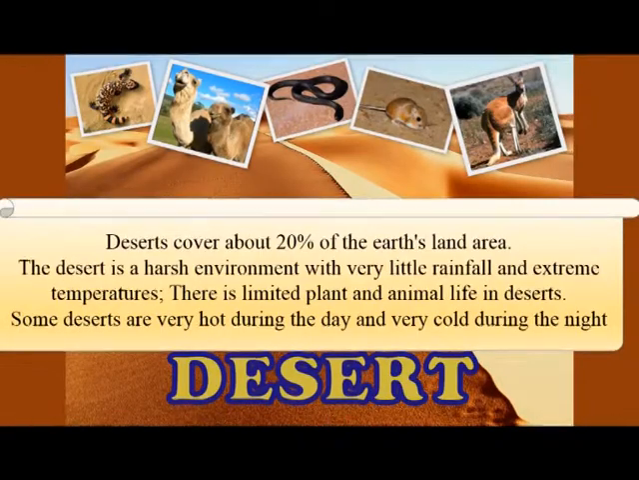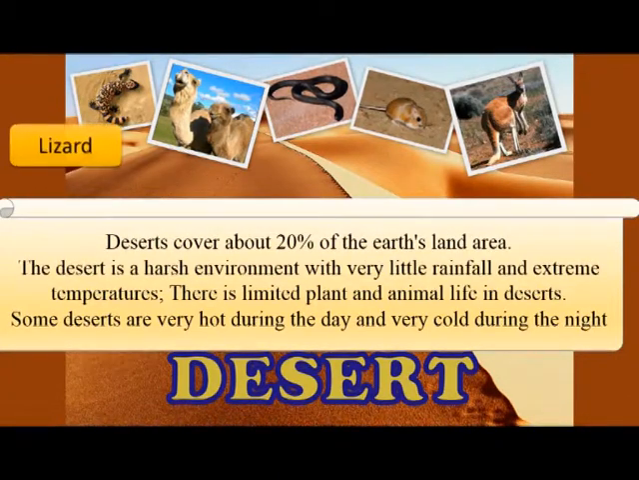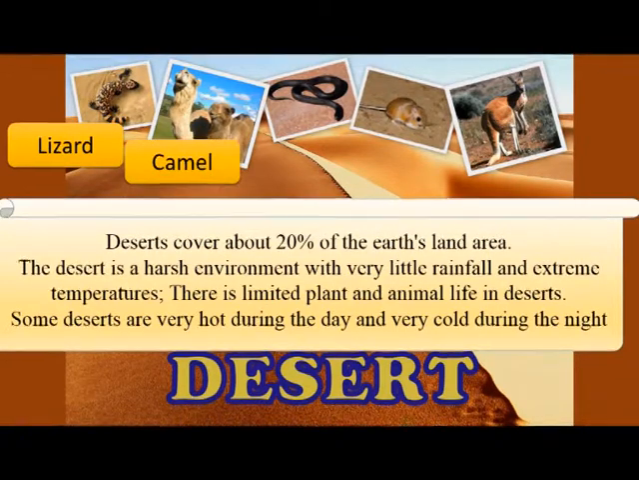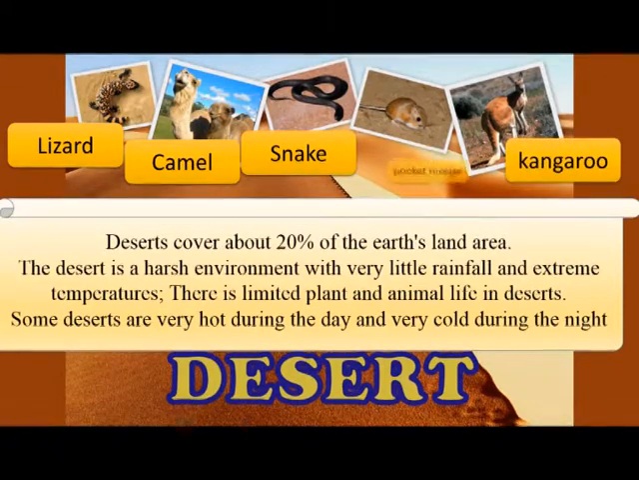Desert. Desert covers about 20% of the Earth's land area. The desert is a harsh environment with very little rainfall and extreme temperatures. There is limited plant and animal life in desert. Some deserts are very hot during the day and very cold during the night. Examples of animals in desert are lizard, camel, snake, kangaroo, and pocket mouse.